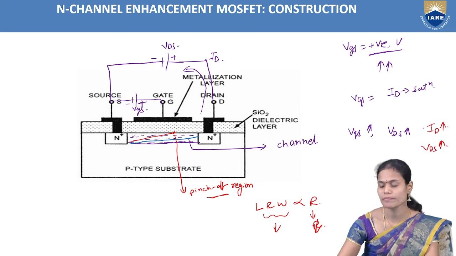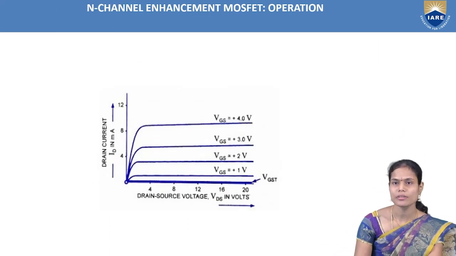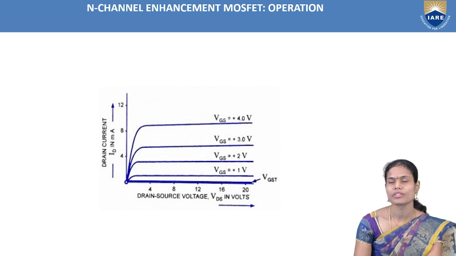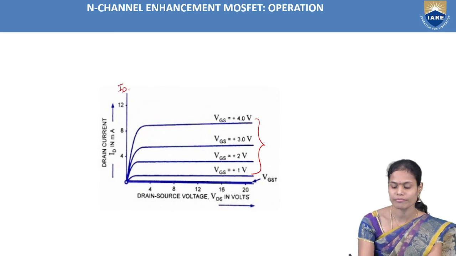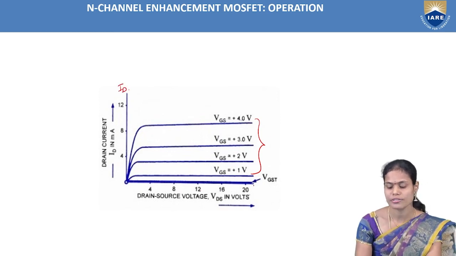So that we'll see in the characteristics. So these are the drain characteristics of the enhancement MOSFET. So I have already mentioned it will operate for only positive values of VGS. It will provide the drain current for positive values of VGS. So when VGS is equal to a very low value or equal to 0, you will get the drain current also 0. And if VGS is increasing, correspondingly the drain current will also increase here.